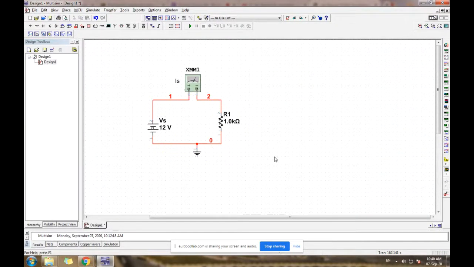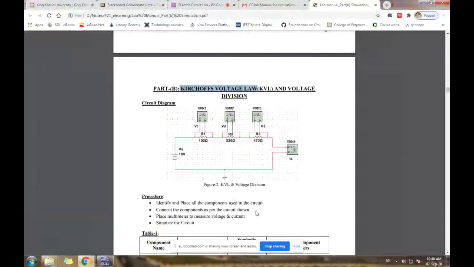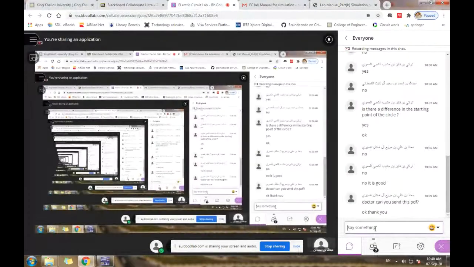Okay. Brothers, have all of you noted the results? So let me write them for Ohm's law. Vs, when Vs is equal to 0, then Is is equal to 0 milliampere.